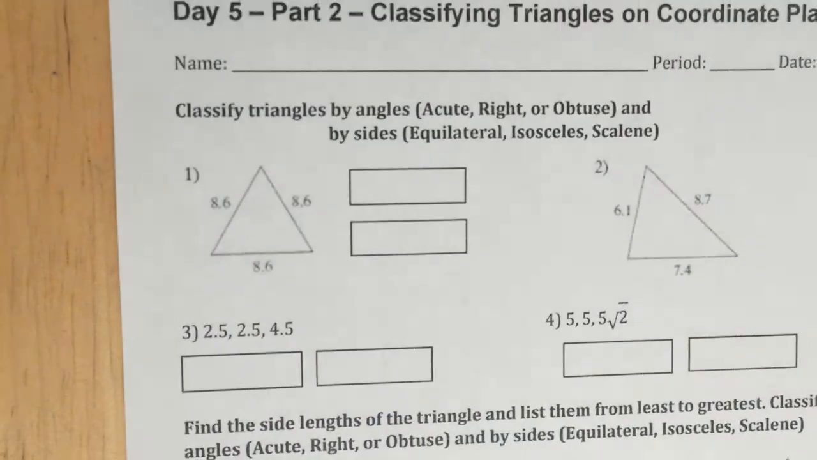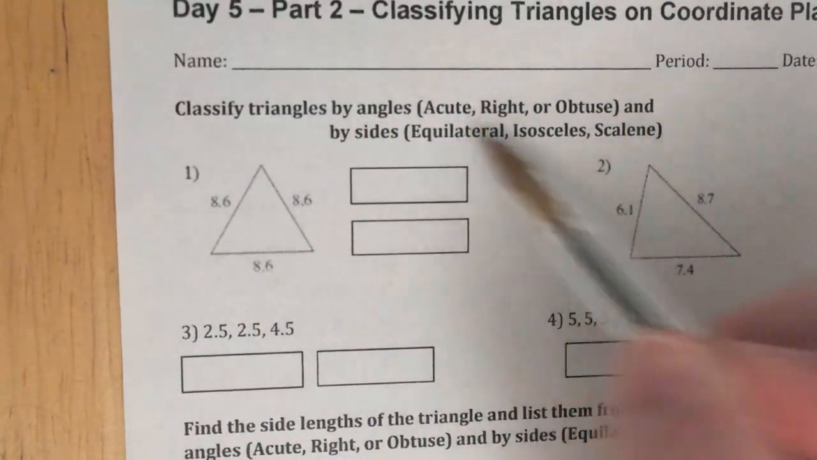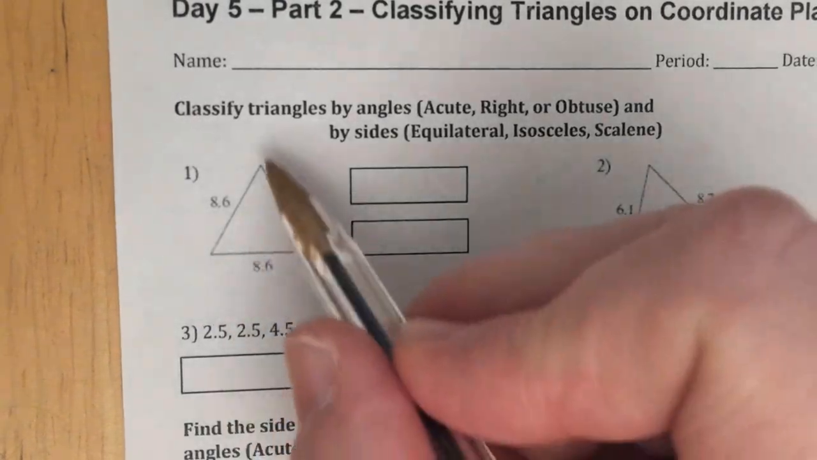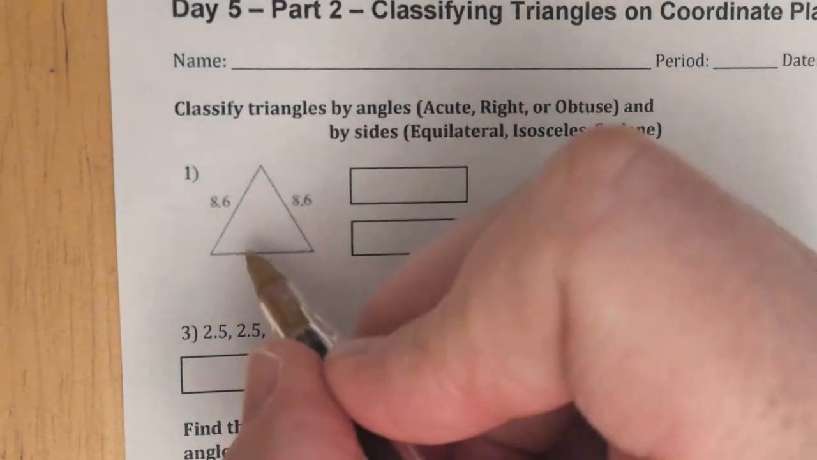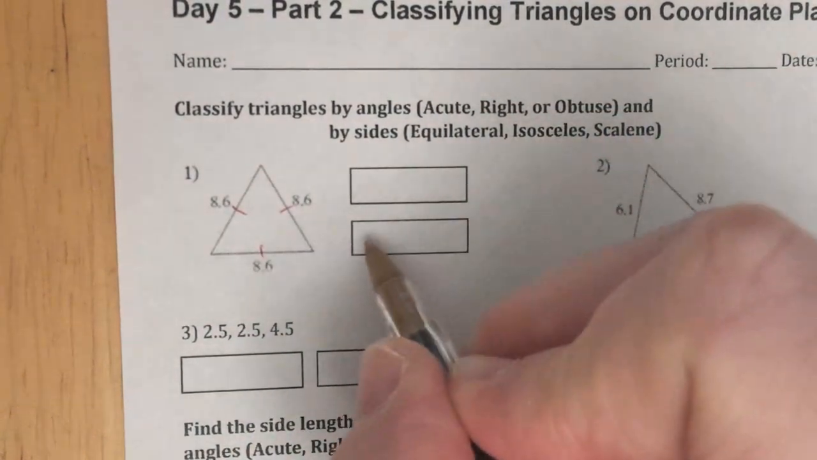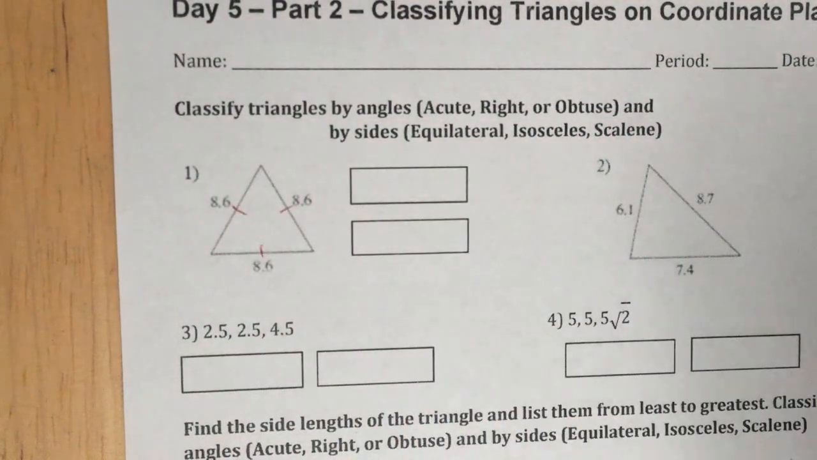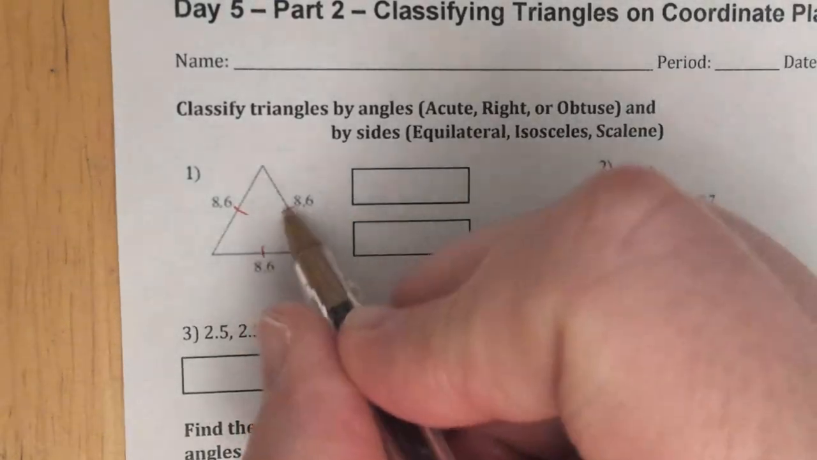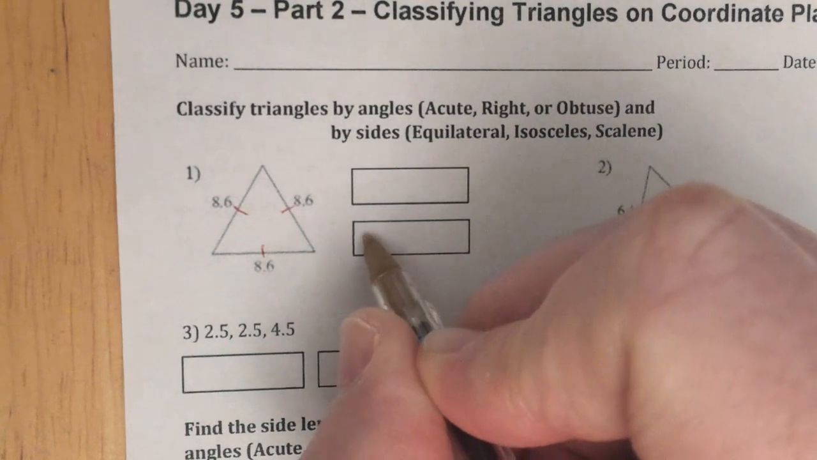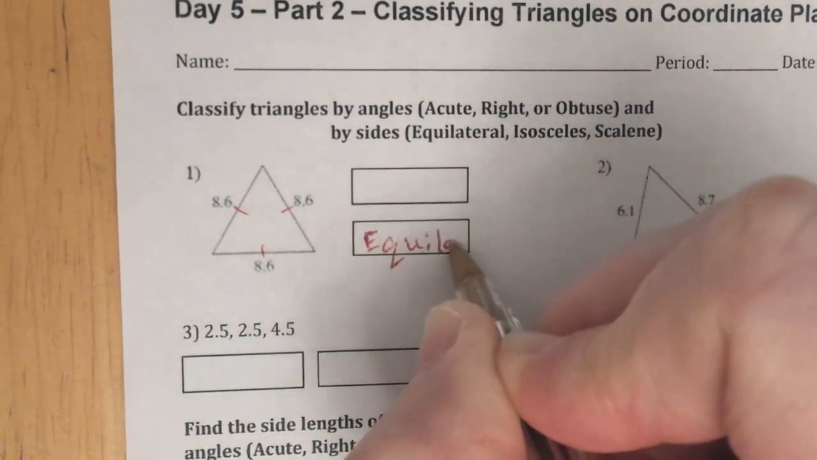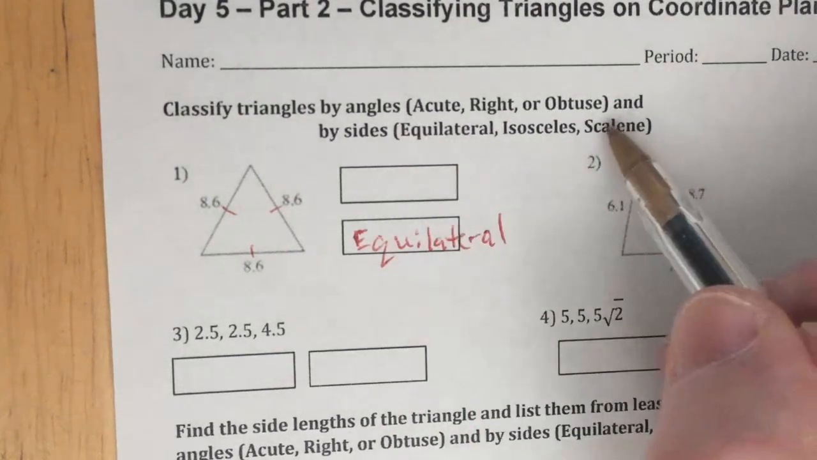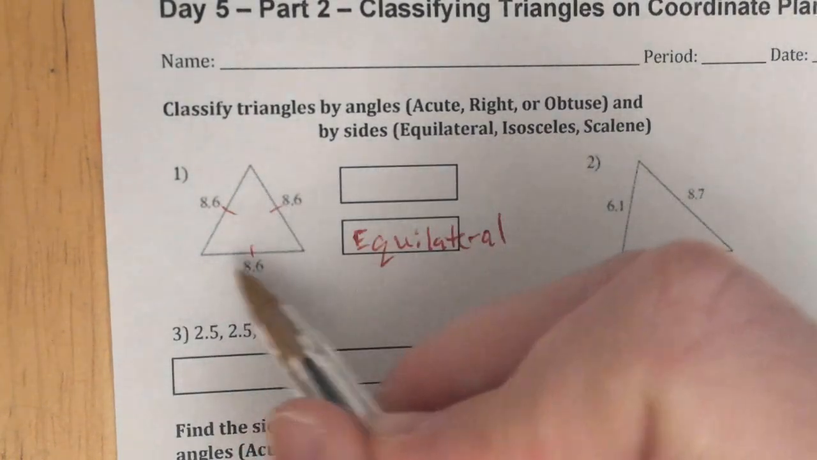All right, so this one right here. They say to classify by the angles and classify by the sides. Now it's really easy to classify by the sides on this one. By the sides, all 3 are equal, right? So we know that by the sides, this is an equilateral triangle. And there was actually one more, but it's not on here. So all 3, so check this out.